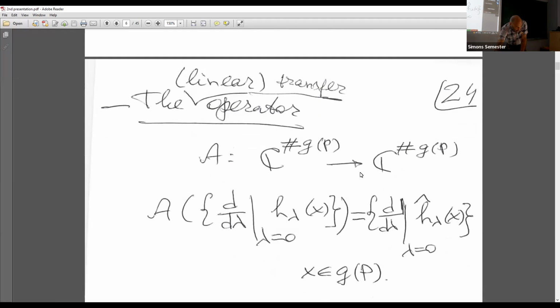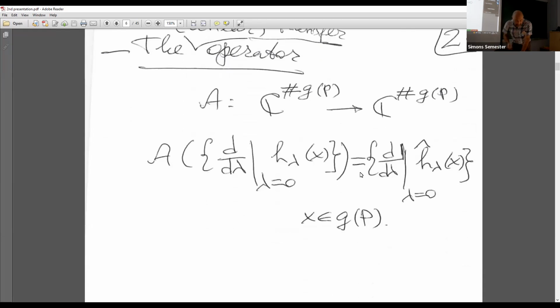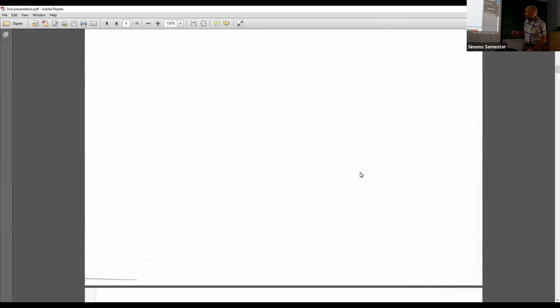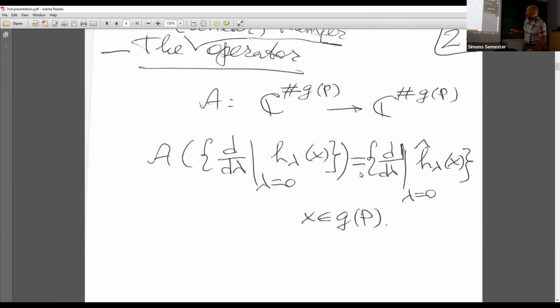And the linear transfer operator in this case is defined by linearization of this. So we take the speed of a given holomorphic motion and the speed of the lift. This is a vector of dimension g of p, the same dimension. So this is a linear operator. Clearly it is linear because we take the derivative.